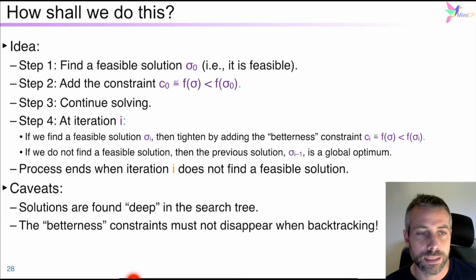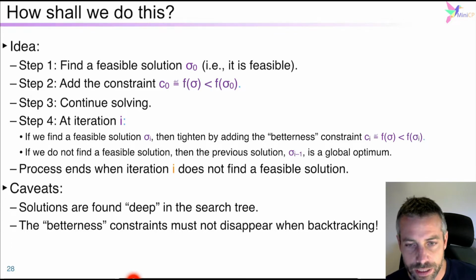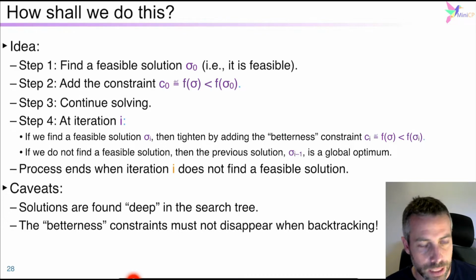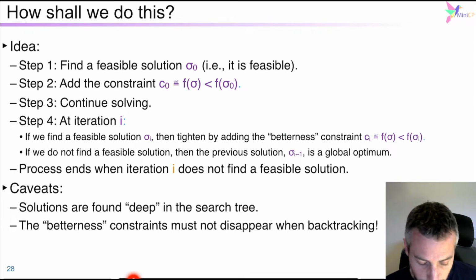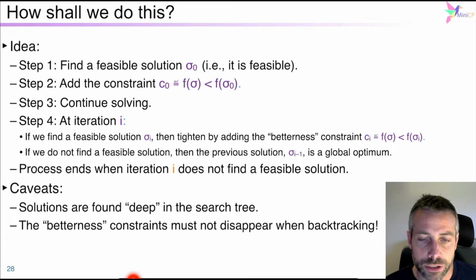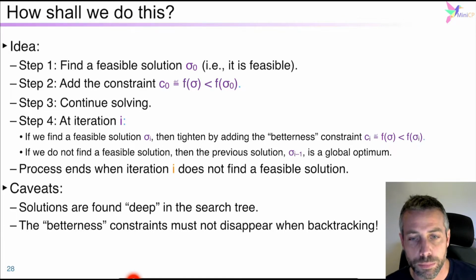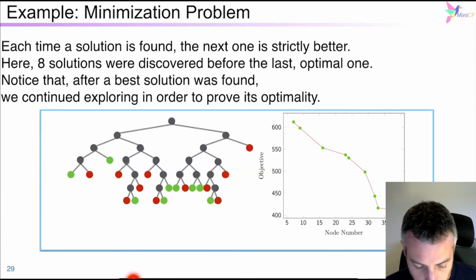Of course, we need in the design of MiniCP to know how to enforce the betterness constraint, how to make sure that the next solution that we discover is better than the previous one. And the drawback of this approach, of course, is that the best solution might be quite deep in the search tree, so you might spend a lot of time to discover the best feasible solution there.